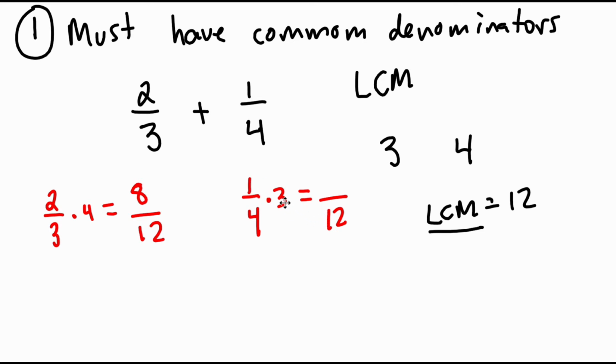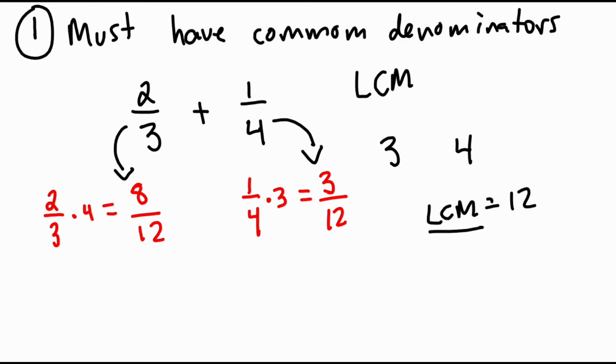Whatever I multiply the denominator by, I also multiply the numerator by, so that I still have a fraction that's equivalent to 1/4. 3 out of 12 is the same as 1 out of 4. It's just written with smaller pieces, out of 12ths. All right, so step 1 is complete. We now have common denominators. We've turned 2/3 into 8/12 and 1/4 into 3/12.